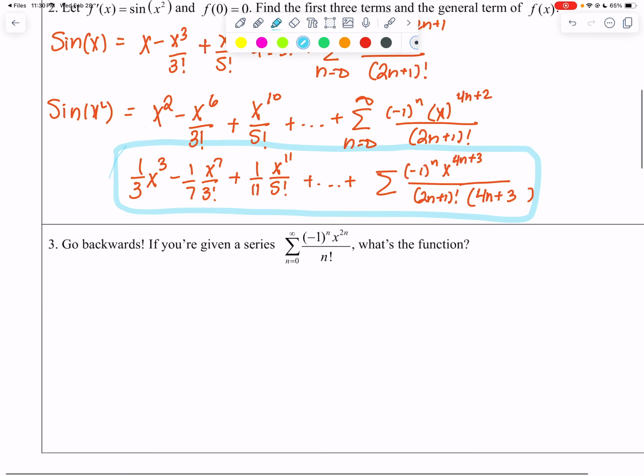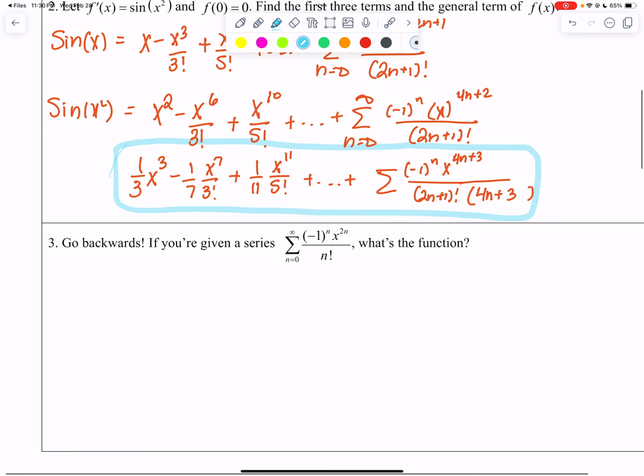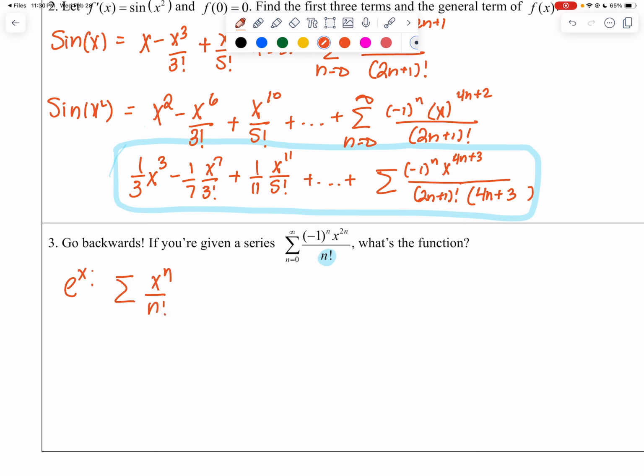Number 3, we want to go backwards. So if we're given this series right here, what's the function? Well, here's the thing. Out of my 4 special functions that I have, the only one that has n factorial at the bottom would be e to the x. Remember that e to the x looks like this right here.